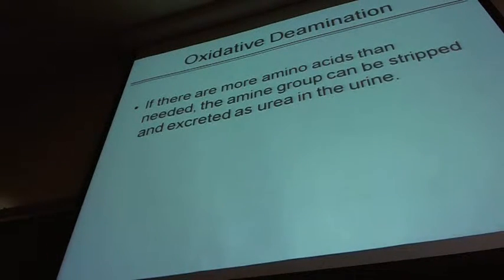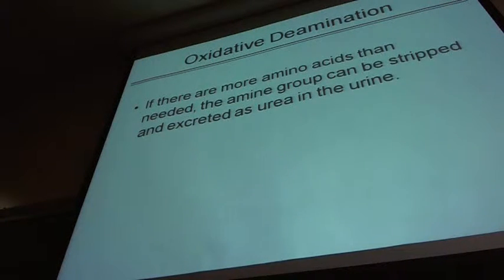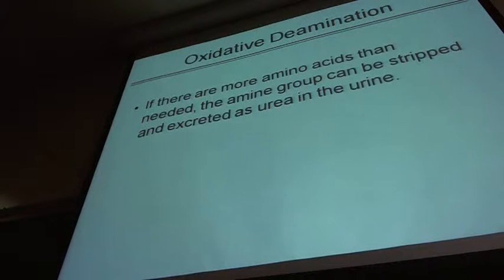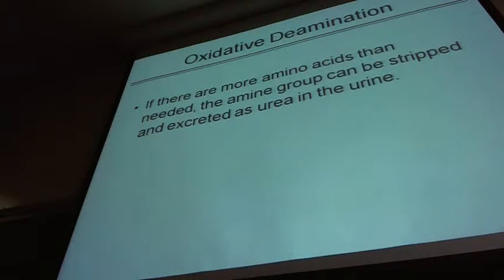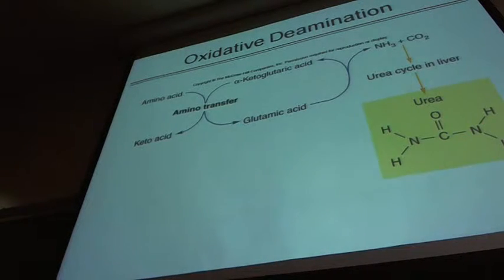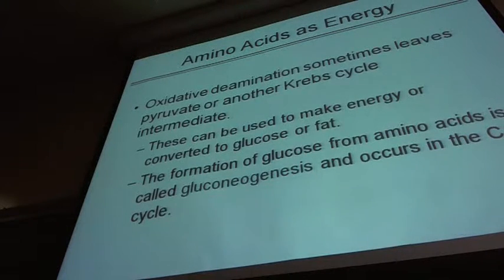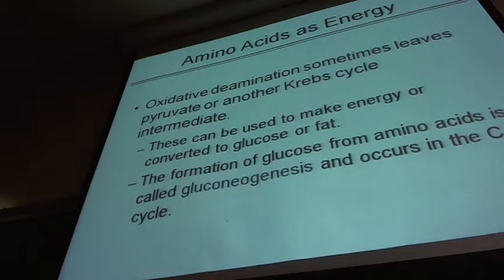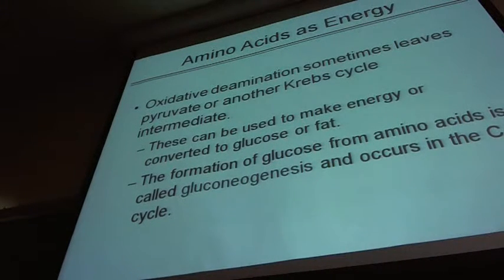Oxidative deamination, if there's more than you need, the amine groups are stripped, they're excreted as urea. If they're not excreted and the liver isn't working right, they form ammonia. Ammonia is extremely toxic. And if your liver isn't working right, you get ammonia, and that's not good. That's generally very much end-stage liver disease.